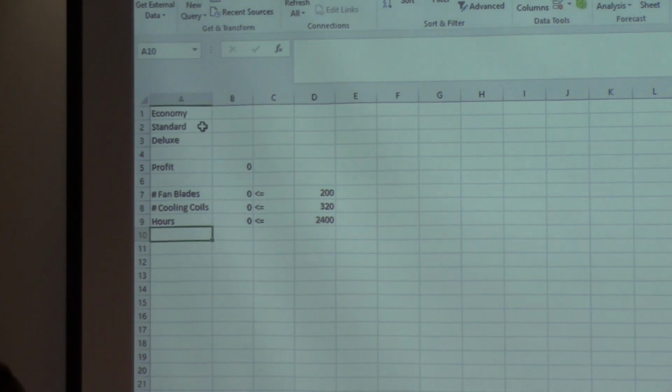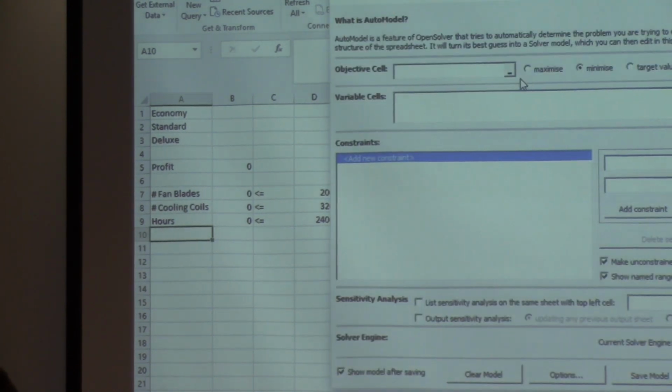Okay, and we don't have to put our logical constraints into this one, right? The computer already assumes that those logical constraints are going to have to be enforced. So no negative values for our variables. So let's go ahead and make sure that we then enter this into our model. Our objective is to maximize our profit. So I put the profit in that objective cell. And our variable cells are these 3 values: the number of economy, standard, or deluxe units we want to build.